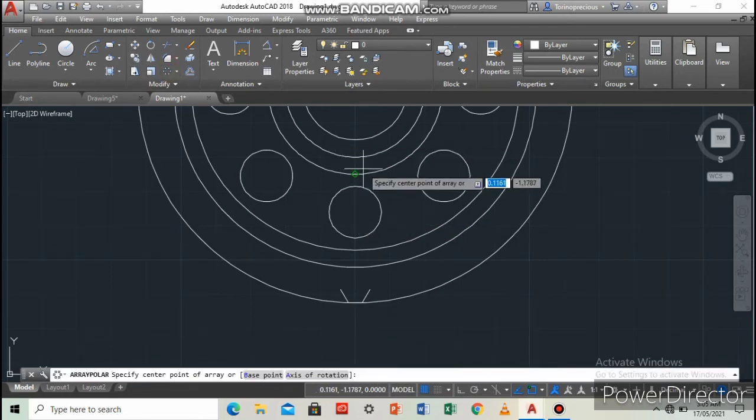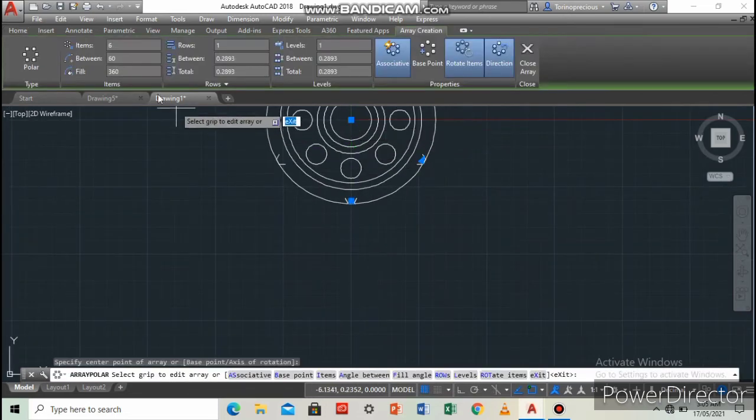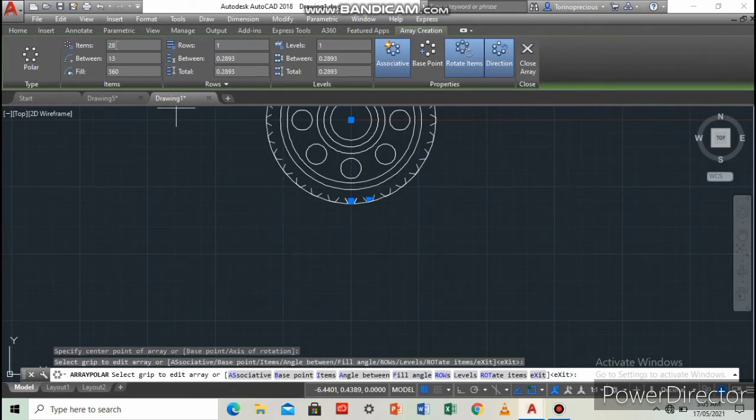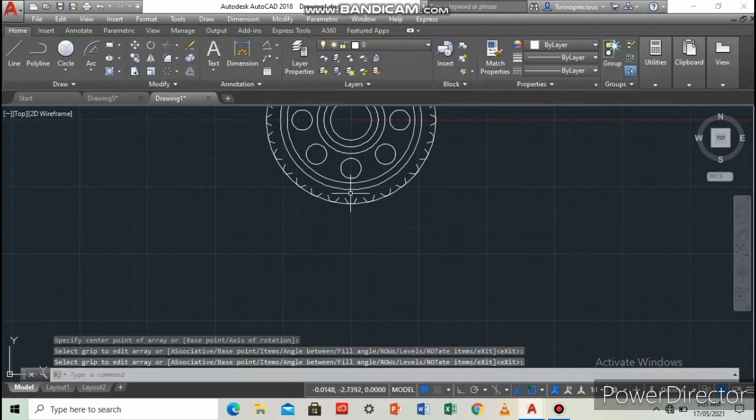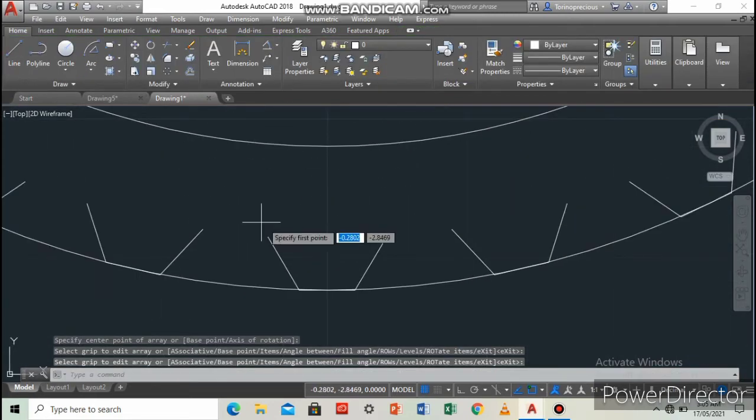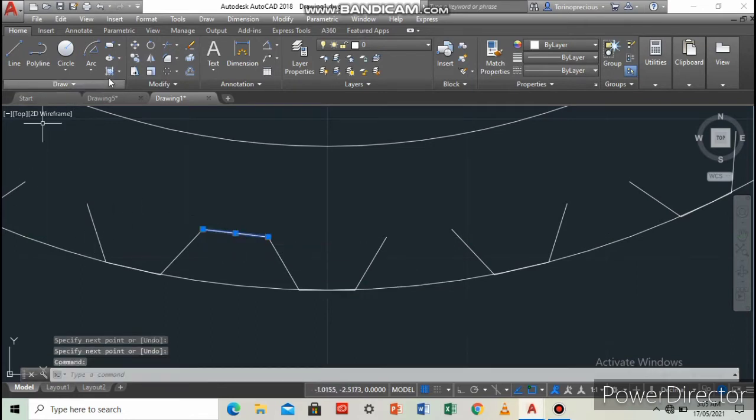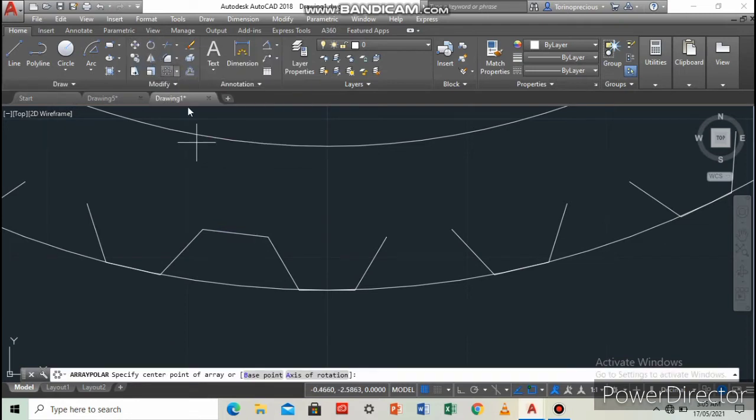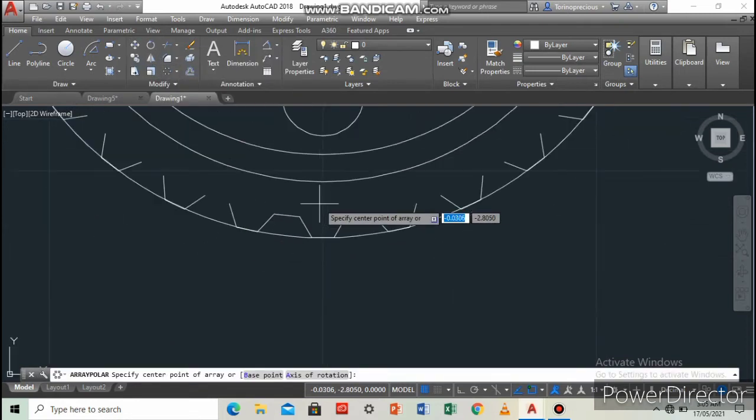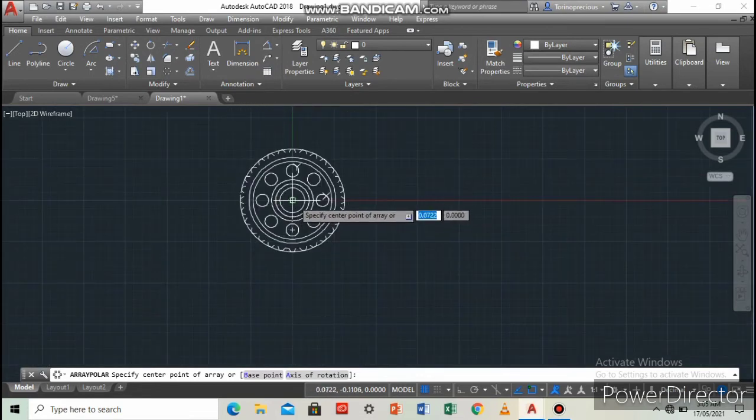Create an array of this figure with 28 items. Please remember that the type of array to be used is polar array. Create a line that connects these two endpoints. And another polar array of that line, also with an item number of 28.